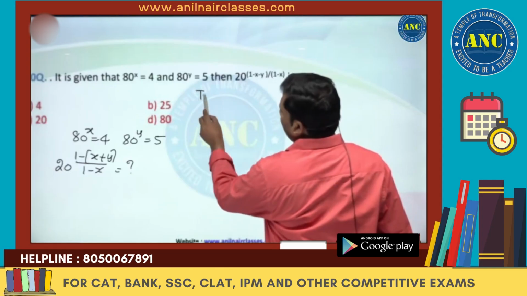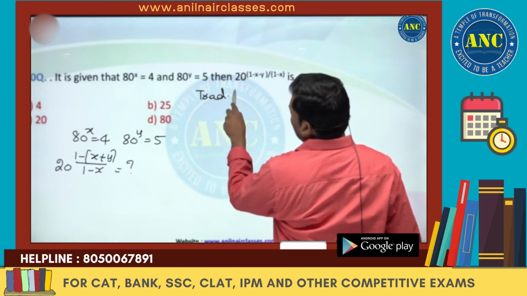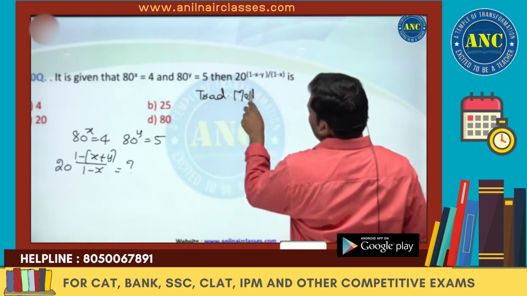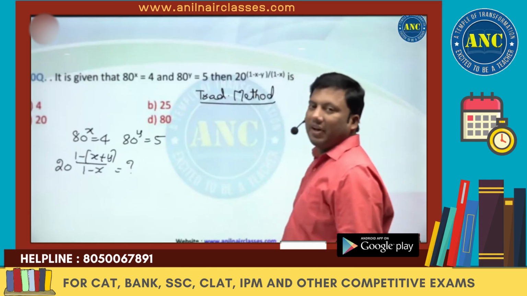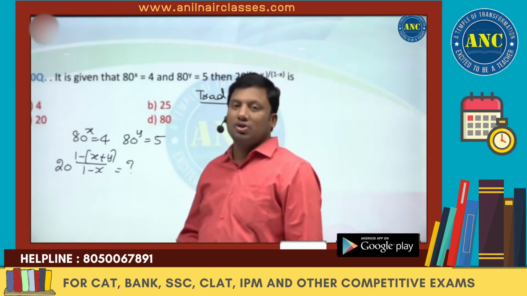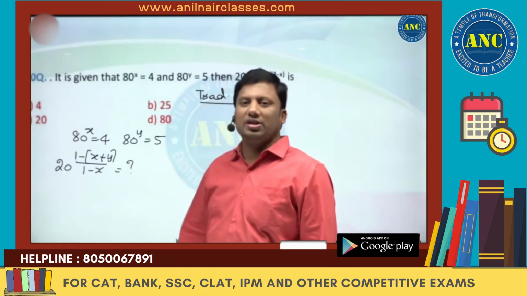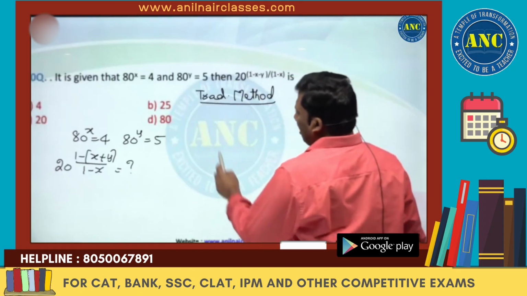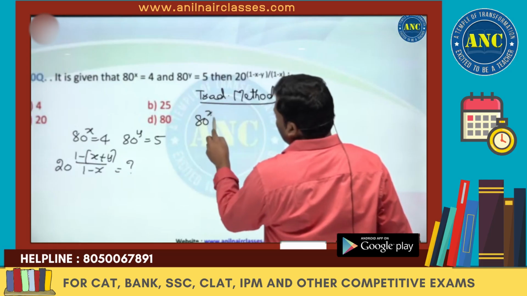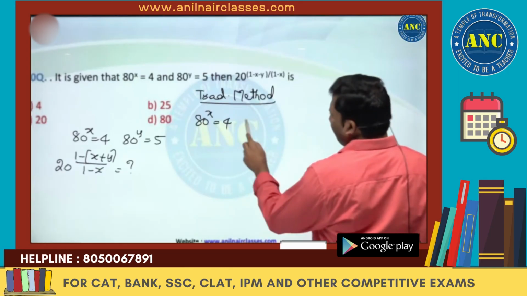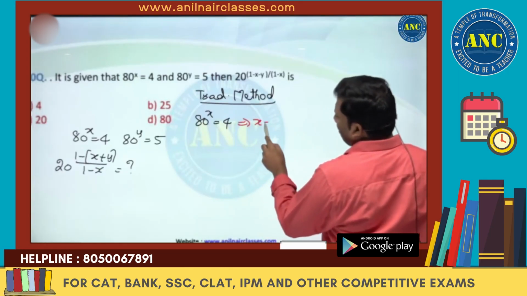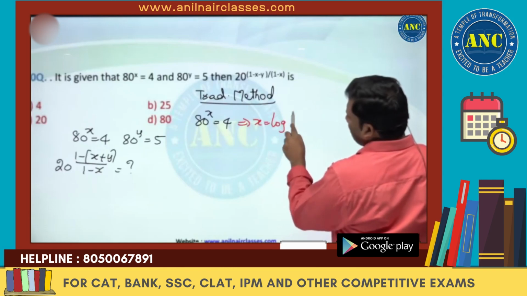First we will see the traditional method, then we will see a scintillating approach where we will get the answer in seconds. If I ask all the students to try to solve the question, almost all the students will use this approach. What is the approach? 80 power x is equivalent to 4. They will convert it into logarithm: x equals log 4 base 80.